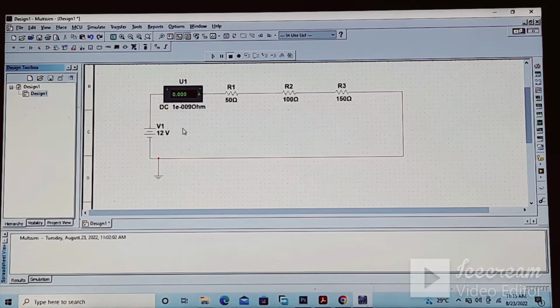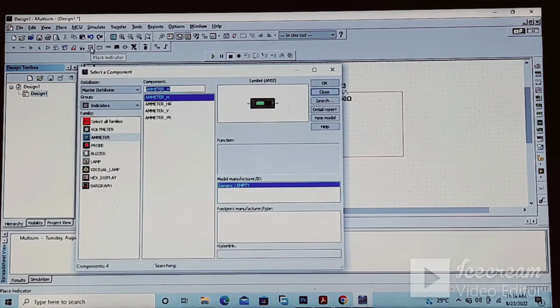Now this will give us the reading of the total current flowing through this series circuit. Now if you want to find out the voltage across each resistor, you need to connect the voltmeter in parallel across each resistor, so you can easily find out the voltage across each individual resistor. So how? Click on place indicator again, where you have the voltmeter.